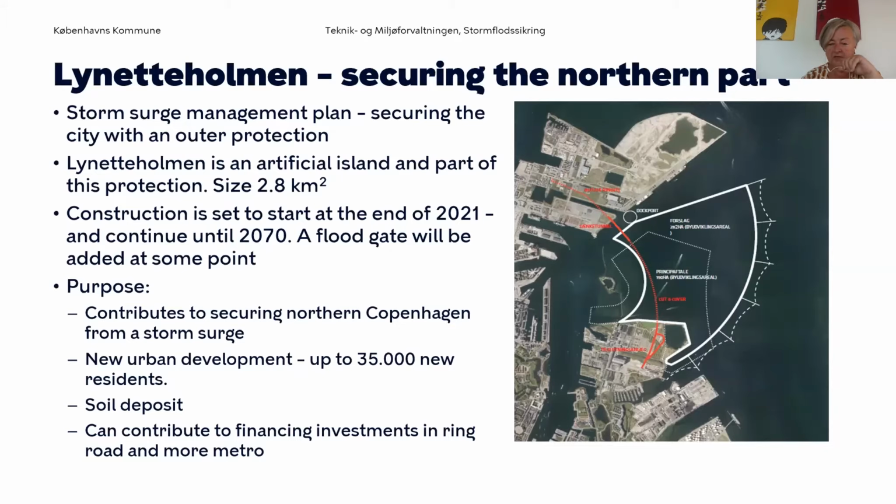The artificial island will also have a possibility for more urban development, and it will also work as a soil deposit. When we are building in Copenhagen, soil has to be deposited somewhere, because basically everything is regarded as polluted soil. So this will form the basis of the island. And then at some stage we will have to add a floodgate that can be closed in case of a storm surge from the north.